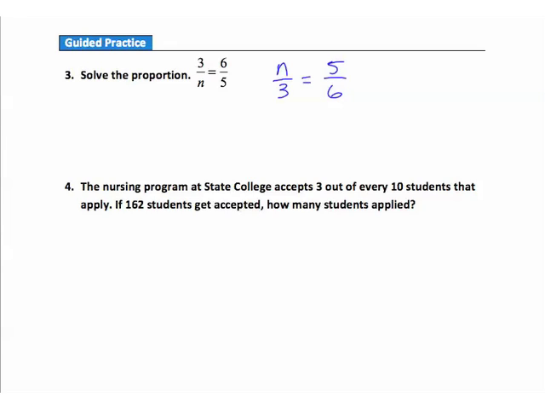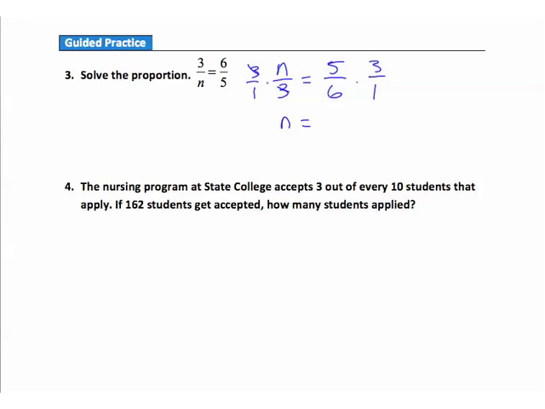Now we're trying to get n all alone, so we want to undo that division of 3. So I'm going to multiply this left side by 3 over 1. Whatever I do to one side of an equation, I need to do the same thing to the other. So I multiply that side by 3 over 1. On the left side, you can see that common factor of 3 is going to divide out, leave us with n over 1, which is just equal to n.